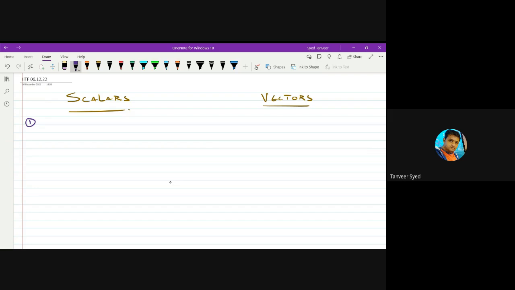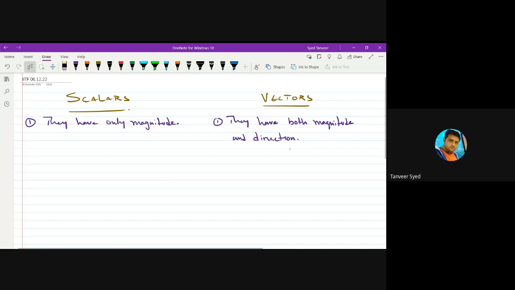So first is, scalar quantities, they have only magnitude, and vector quantities, they have both magnitude and direction. So without direction, we cannot describe that vector quantity completely.